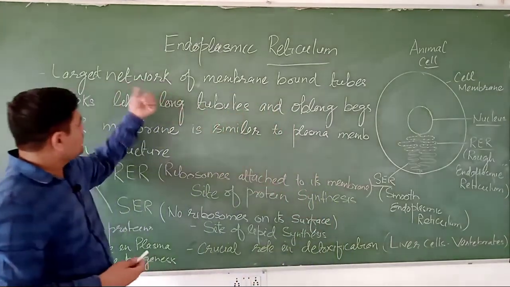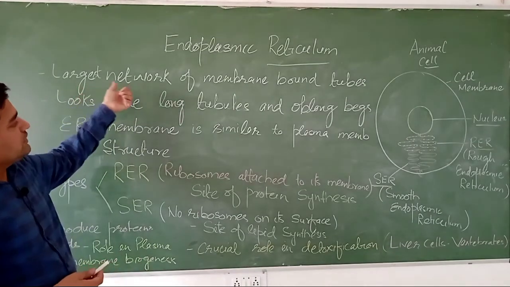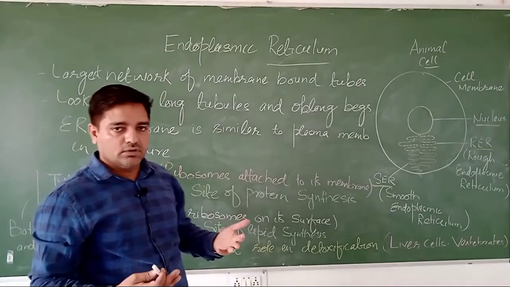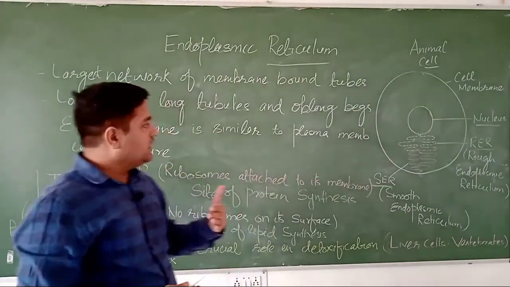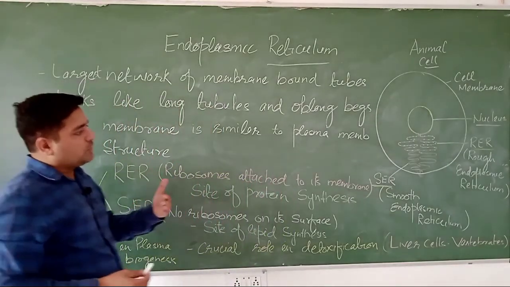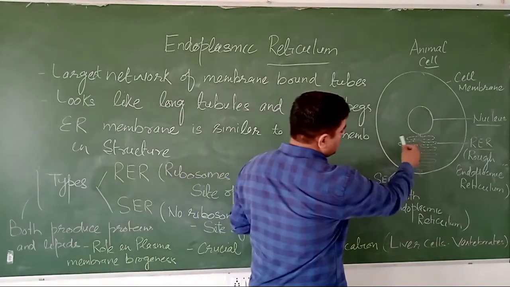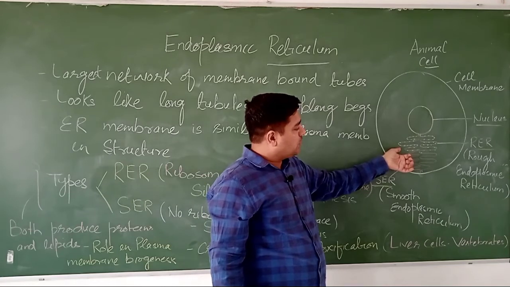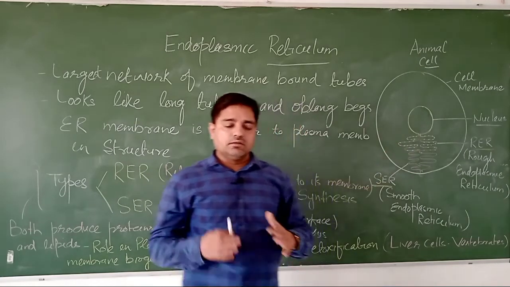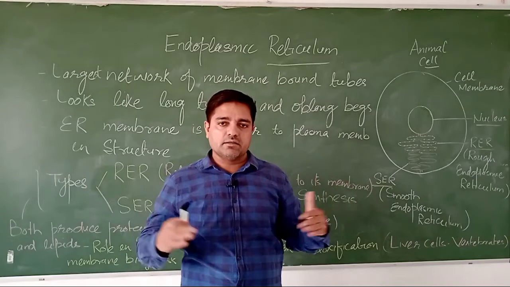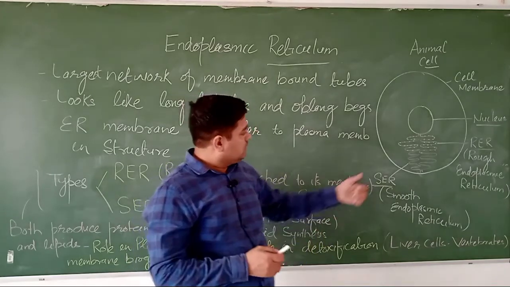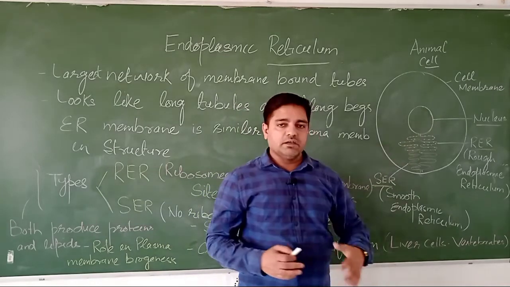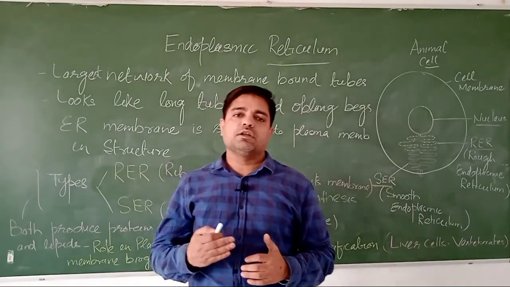Here you can also see that it is the largest network of membrane-bound tubes. So it looks like tubules and oblong bags. Here you can see the structure. It looks like so many oblong bags are stacked in one place. So in this structure I mentioned both kinds of endoplasmic reticulum.